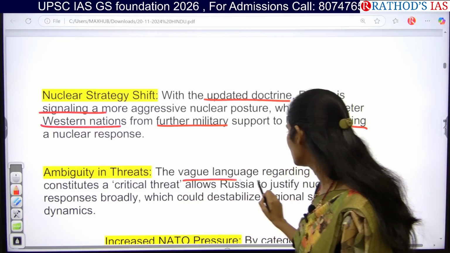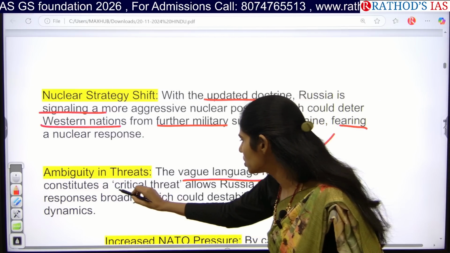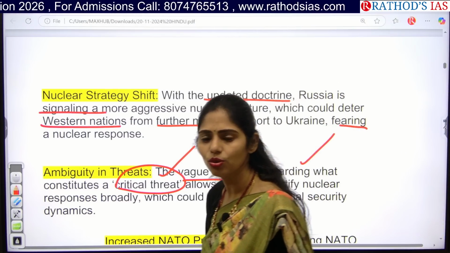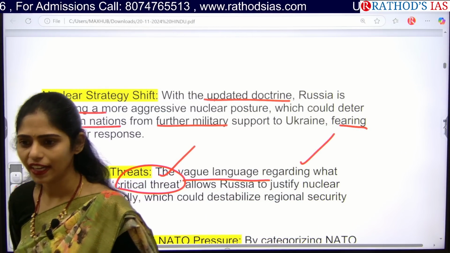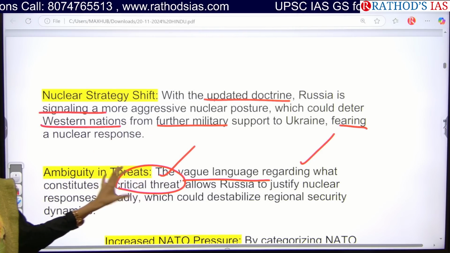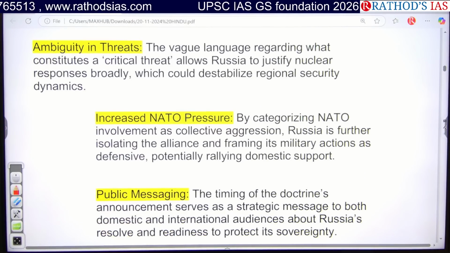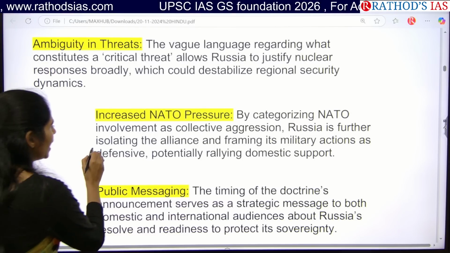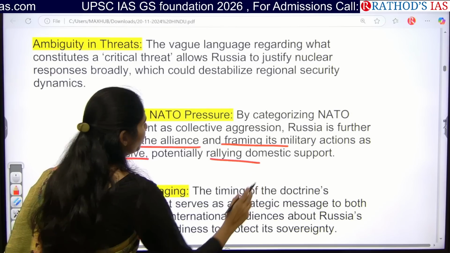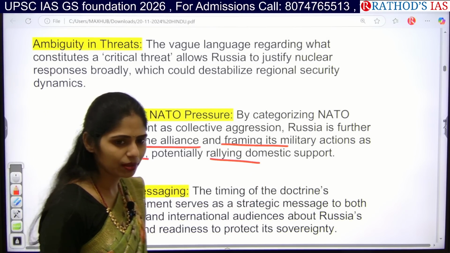And next, there is vague language given by the Russian president. It constitutes a critical threat, but they don't give the exact definition: which is the nuclear power country, which kind of attacks, how deterrence is going to be done. Those things are not given, so it is a very vague statement. By treating involvement as a collective aggression, Russia is further isolating the alliance, framing its military actions as defensive and politically rallying domestic support. So actually, why did this issue happen between Russia and Ukraine?